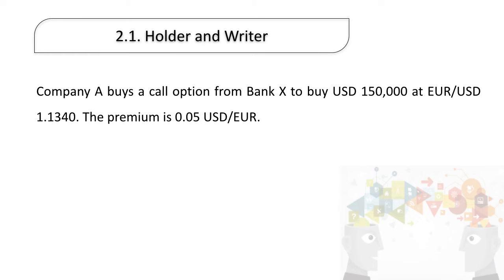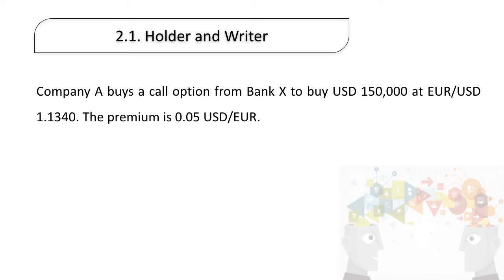Let's take an example to illustrate the positions of holders and writers. Corporation A is an import company. She buys a call option from Bank X to buy 150,000 euros at $1.1340 per euro. In this case, the option contract is agreed between Corporation A and Bank X. Corporation A is the holder. Bank X is the writer. The option is the right to buy euro.